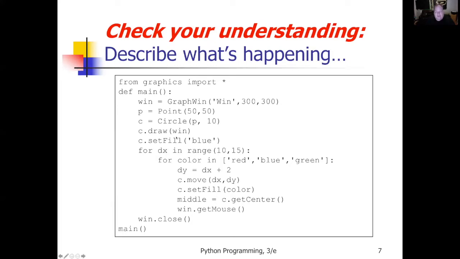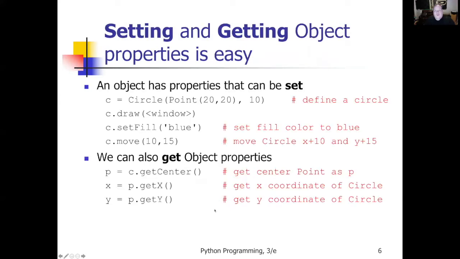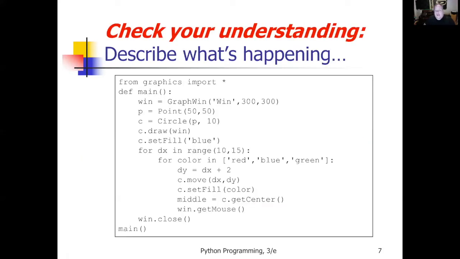How many times? Well, this for loop repeats 10, 11, 12, 13, and 14. It repeats 5 times. And inside this one, we would go through these three colors. So 5 times 3 is 15. So this is going to wait for a mouse click 15 times. And every time there is a mouse click, it's going to change the fill color and move the circle, and eventually start moving it more and more and more. So it'll start moving it a little bit, and by the end it's moving it a lot, and it is moving it and changing its color at the same time.